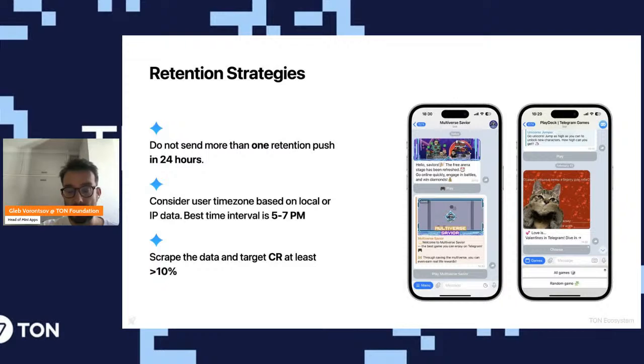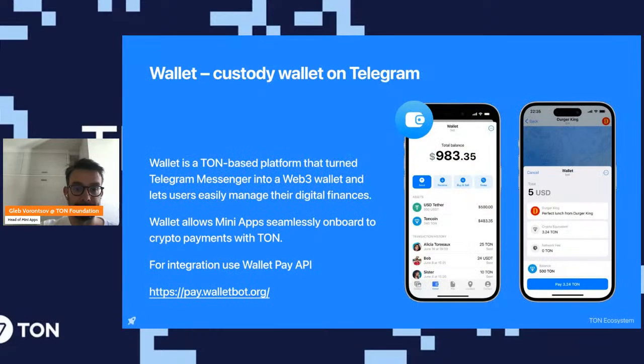And important things to consider: do not send more than one retention push in 24 hours. And consider the user's time zone based on the locale or IP data. The best time for all users to receive push messages is between 5 and 7 p.m. according to the researchers. And always check the data on your notifications. If the conversion rate of your message is less than 10%, you are doing something wrong and you need to provide some new strategies, ideas, and content for your messages.